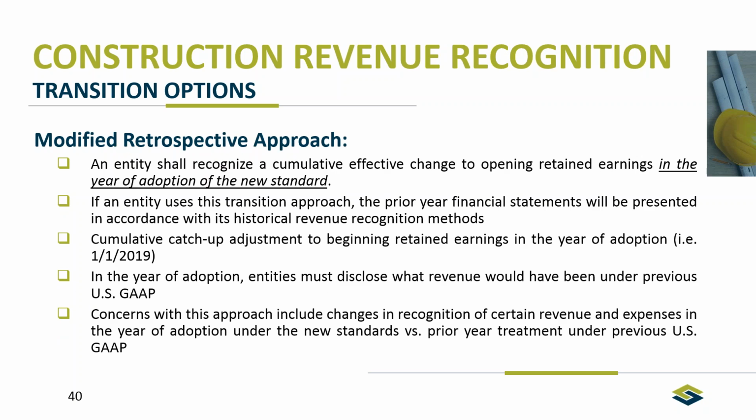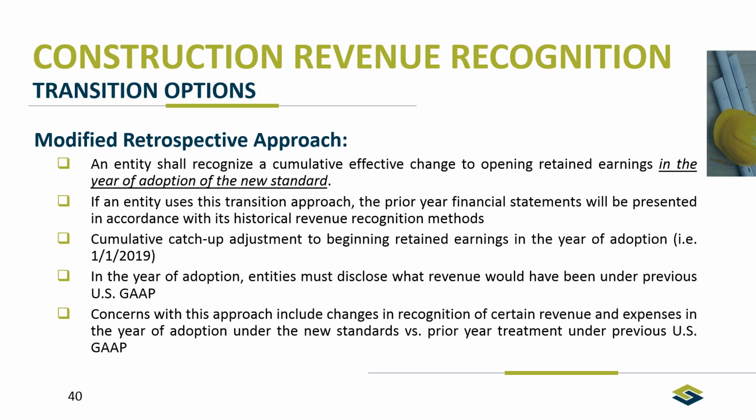So under the next option, the modified retrospective approach, if this is the approach that we're going to take, then the entity shall recognize the cumulative effect change to opening retained earnings in the year of adoption of the new standard. So what that means is if we're showing comparative financial statements in 2018 and 2019, 2018 would be presented under the old accounting standards and 2019 would be presented using the new accounting standards. So we would have that cumulative catch-up adjustment to beginning retained earnings in the beginning of 2019.